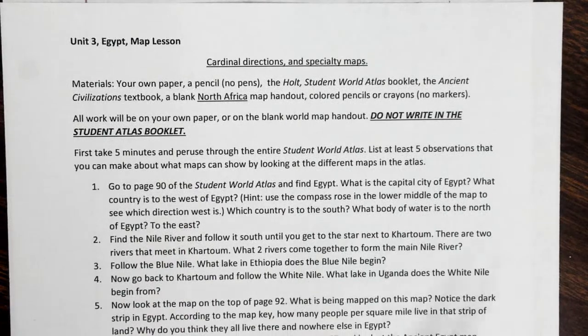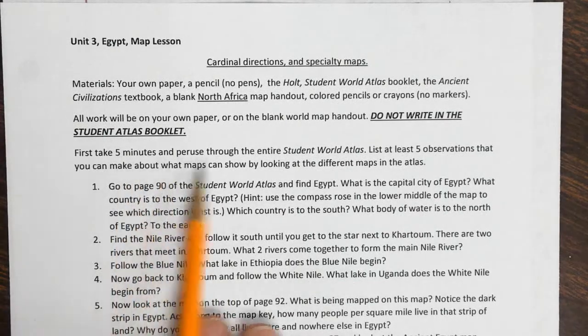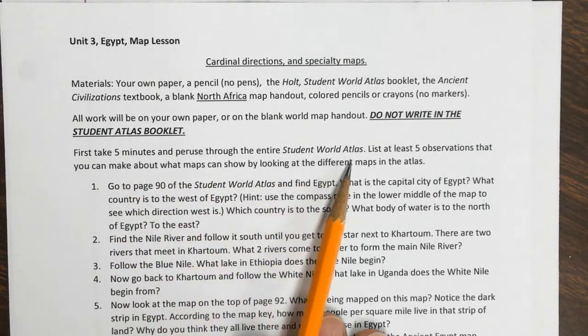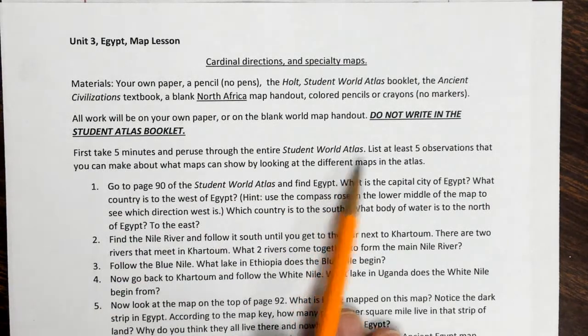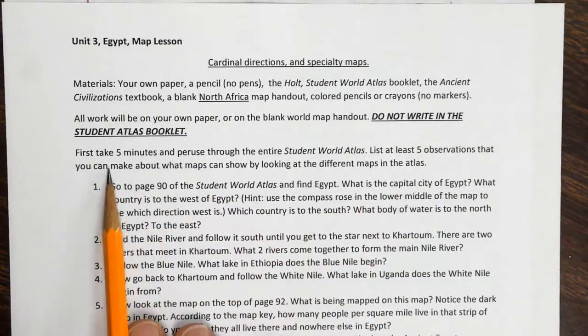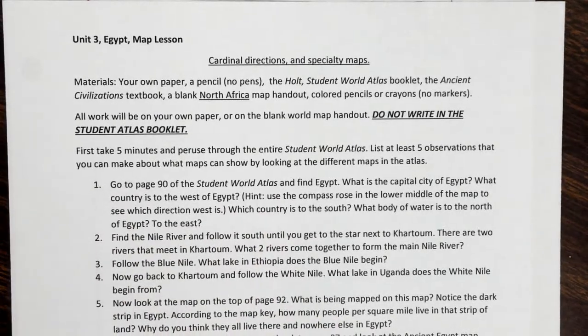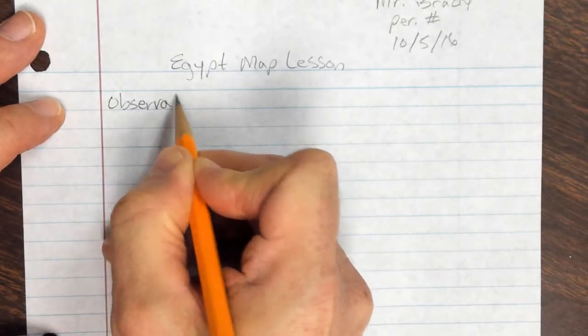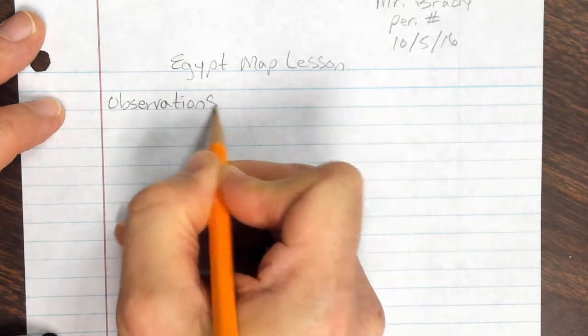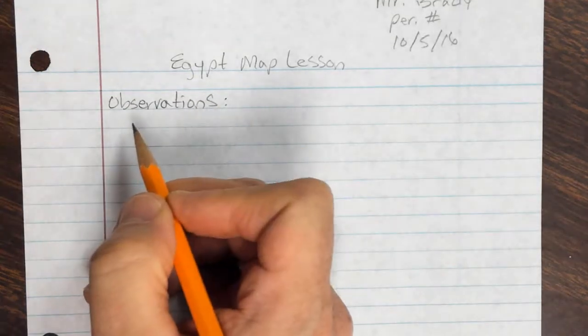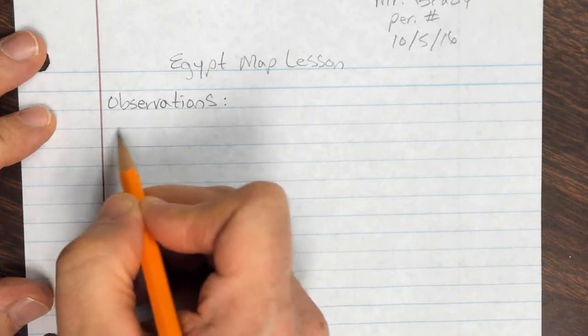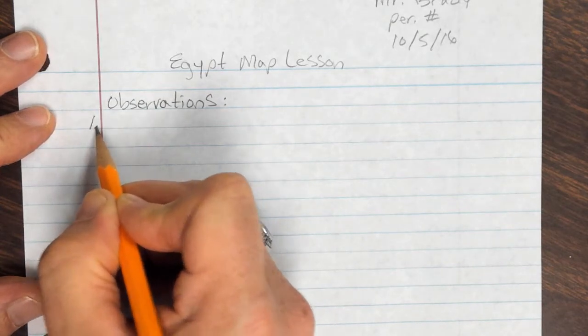So the first thing we want to do is I want you to take 5 minutes and peruse through the entire Student World Atlas, and just like last time, list 5 observations that you can make about what maps can show by looking at different maps in the atlas. So on your paper, we're just going to put observations right here. Observations. Like that. And then you can number them as you go along. So I'm going to number 1 right here.